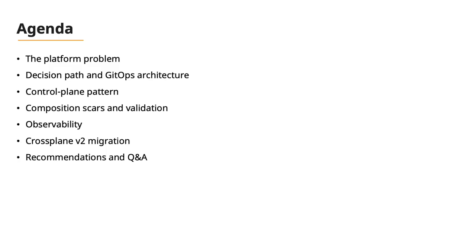Before we also start, a little bit of agenda. We want to talk about the platform problem we had when we implemented our API platform, our decision path, why we decided something and how, what the process was. Then we want to talk about our Crossplane control plane pattern. Then we have the scars and validation recommendations, or what we discovered during our journey. Then we talk a little bit about observability, and then we go into the Crossplane V2 migration. And if we have time, we can also do some question and answers.